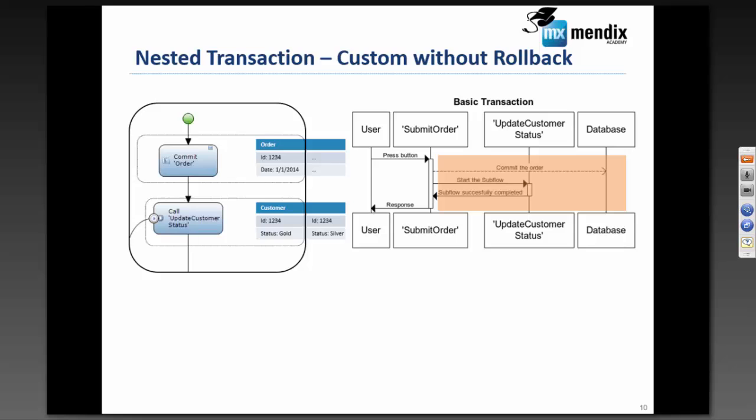So in this instance, what's going to happen is you'll see that we have a commit that takes place. With the subflow, having a custom without rollback is still going to create that kind of isolated transaction to roll that back in the subflow to update the status, but the order is still left untouched.